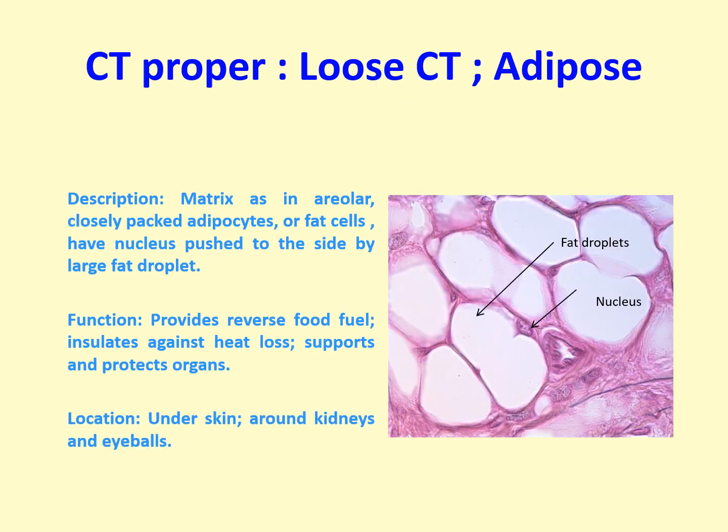Next is adipose loose connective tissue proper. So in this adipose connective tissue proper, the adipocytes or fat cells are closely packed, and they basically provide a fuel and provide insulation against heat loss, and also they are very good to give support and protection in our internal organs.